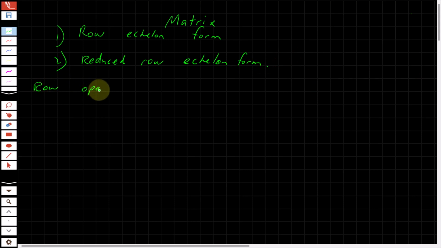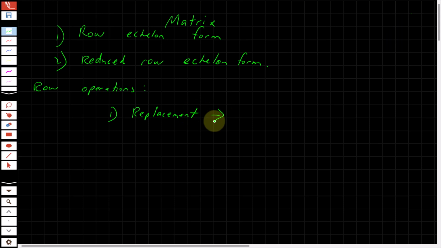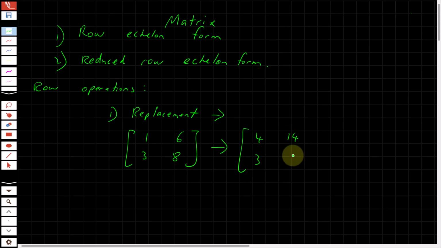So there are standard operations we can do with a matrix. These are called row operations. The first one is replacement. So we can replace a row with the sum of itself and a multiple of another row. So here we have an example. We are replacing row 1 with row 1 plus 1 times row 2.